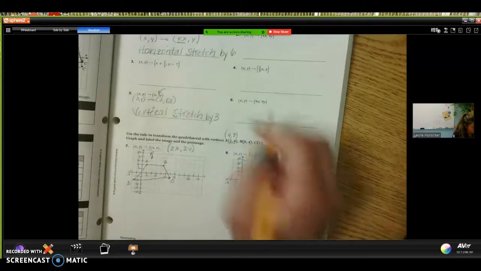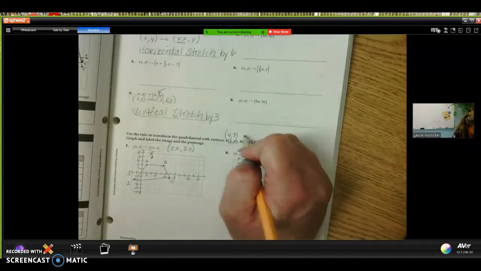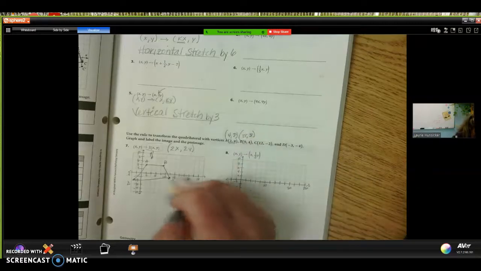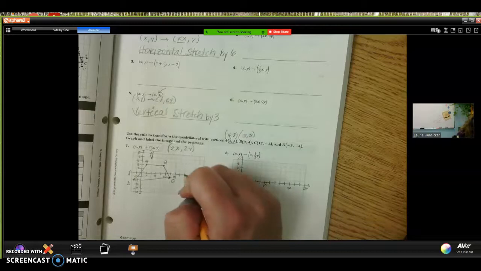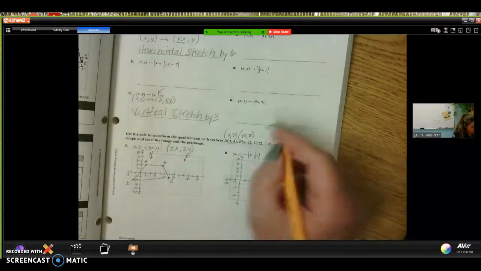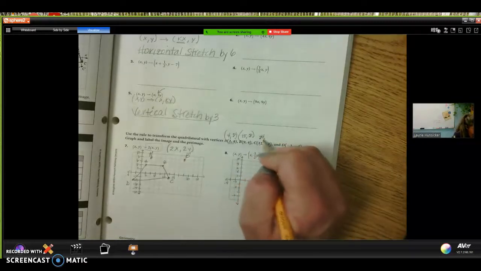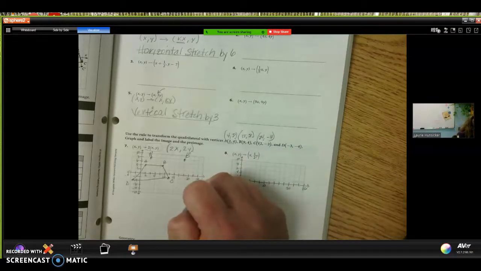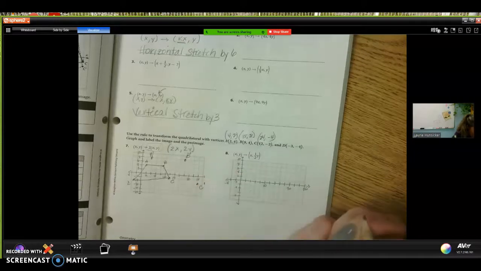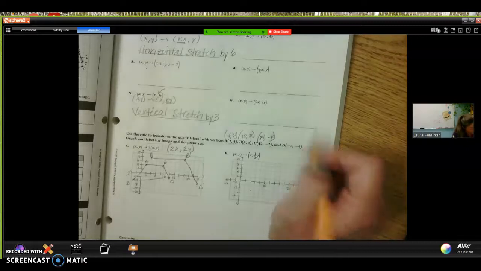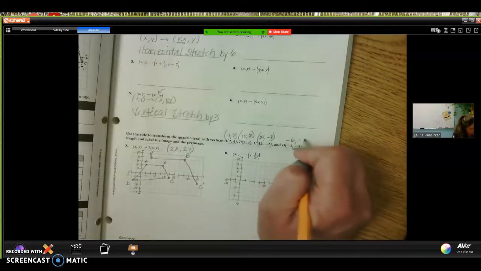All right, (9, 4), excuse me, is going to be times 2, so (18, 8). So I'm going to go all the way over to 18 and all the way up to 8. And so here's B prime. (12, -2) is going to change to (24, -4). So I'm going all the way over to 24, down to -4. So there's C prime. So I can start to connect my dots if I want. And then D prime is going to go to (-6, -8).